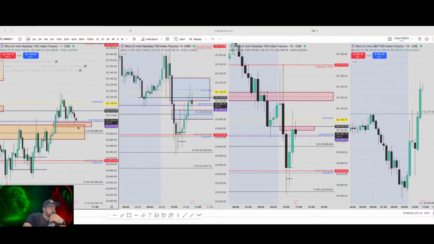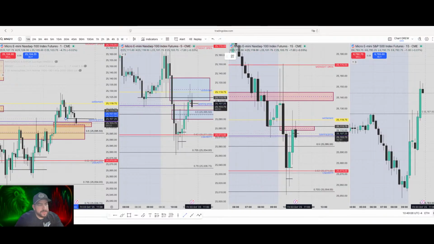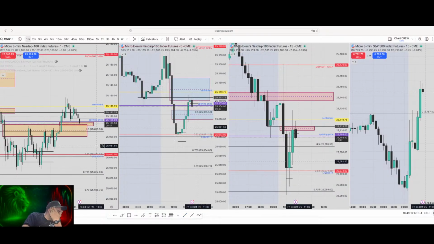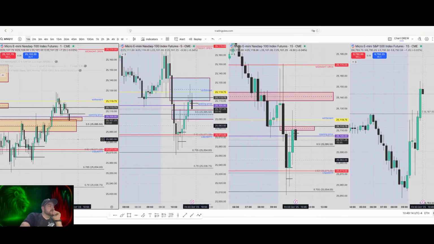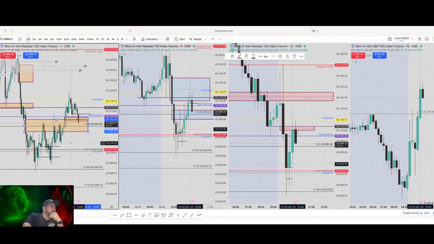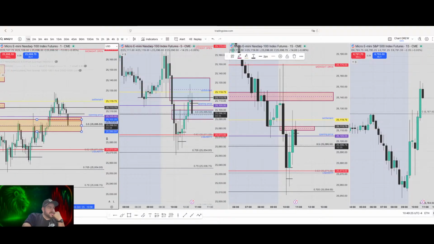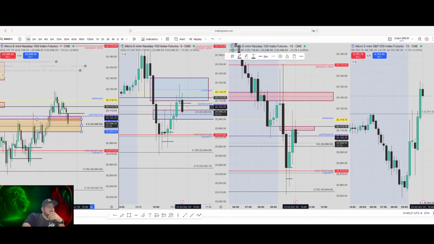We'll see. Still got a long way to go. Downside. Let's see what happens here. Back into this inversion. We'll see how this looks. Back into this 5-minute too, but I just believe we're going down here.